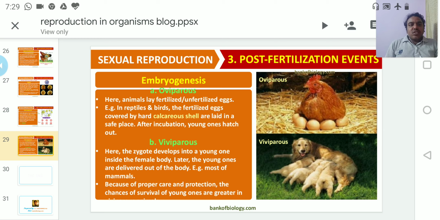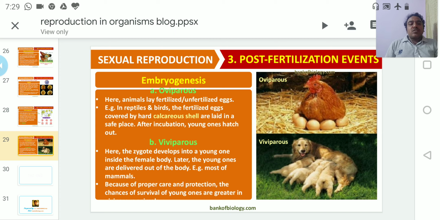Then viviparous, or viviparity. Here the zygote develops into a young one inside the female body. Up to a particular period, the zygote develops inside the female body, and later the young ones are delivered out. Most mammals, including human beings, stay safely inside the female organism until they reach a particular maturity level. When they complete the gestation period, they come out. Because of proper parental care and protection, the chances of survival of the young ones are greater in viviparous animals compared to oviparous.